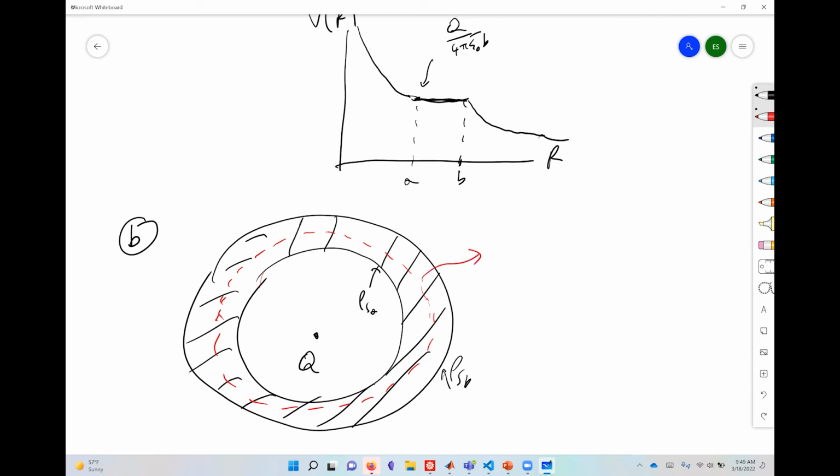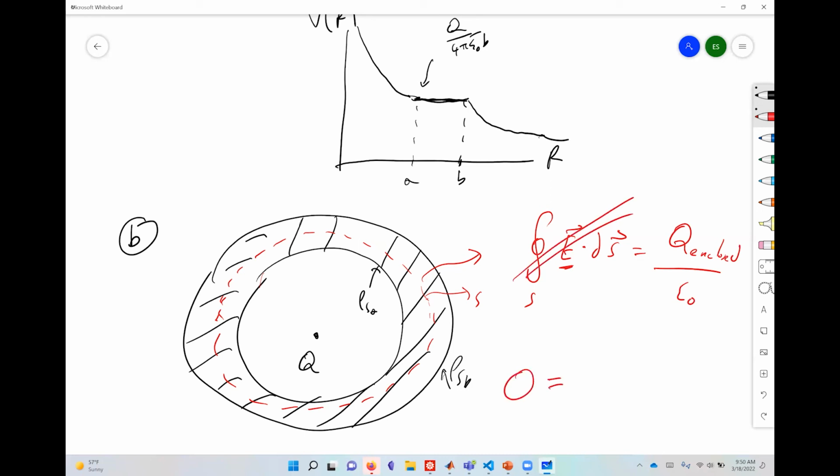So if I apply Gauss's law here on the surface, this is S. The integral of E dot dS. Now the beauty here is that I know that E is 0 inside the conductor. So this whole thing goes to 0. This has to be equal to Q enclosed over epsilon naught. So 0 equals, what's Q enclosed? Q enclosed is the internal charge Q over epsilon naught plus the charge on the inner surface of the conductor.